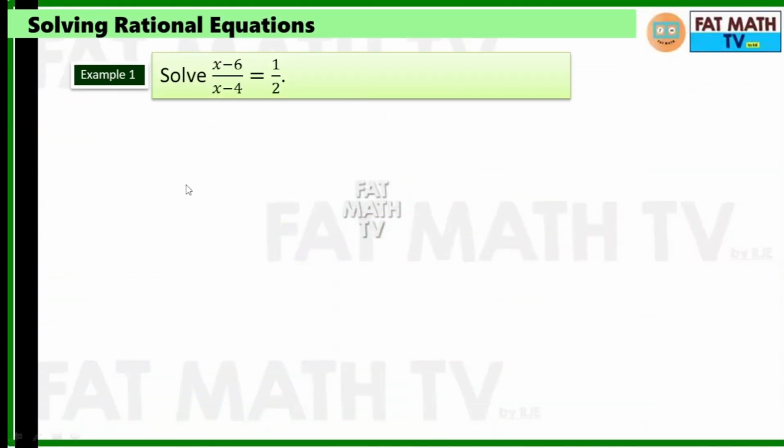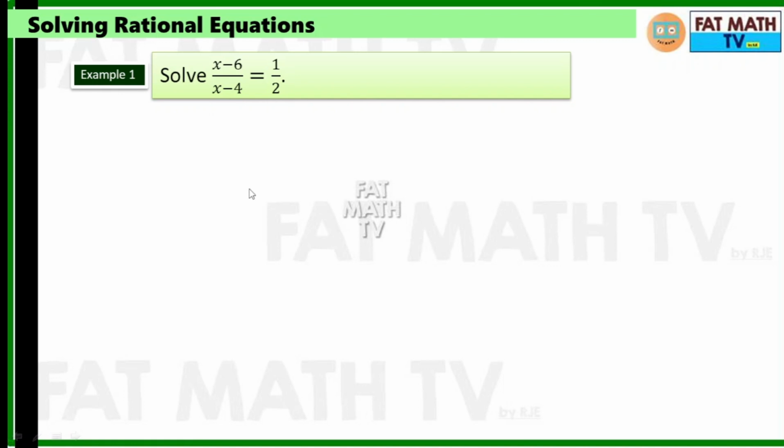Number 1. Solve x minus 6 over x minus 4 equals 1/2. We will find the value of x that will satisfy this equation. First, we need to identify the least common denominator, that is the least common multiple of the denominators that we have here. The denominators are x minus 4 and 2. Since they don't have a common factor, the least common denominator is just their product.